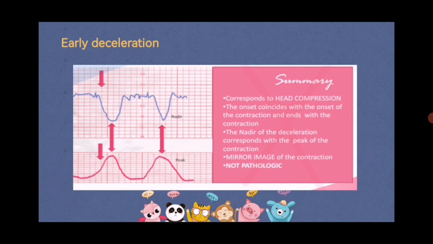Early decelerations correspond to head compression. The onset coincides with the onset of the contraction. See, the deceleration starts when the uterine contraction starts and ends with the contraction. See, there is a mirror image. The nadir of the deceleration corresponds with the peak of the contraction. You can see peak-trough relationships. The peak of the uterine contraction and the trough of the deceleration coincide. This mirror image of the contractions is not pathologic.